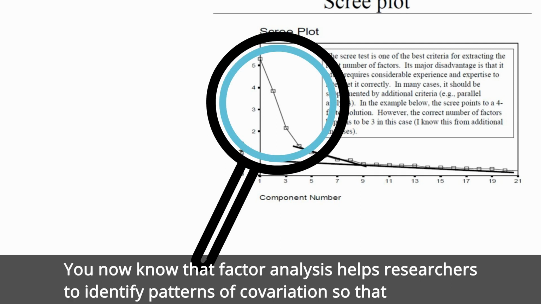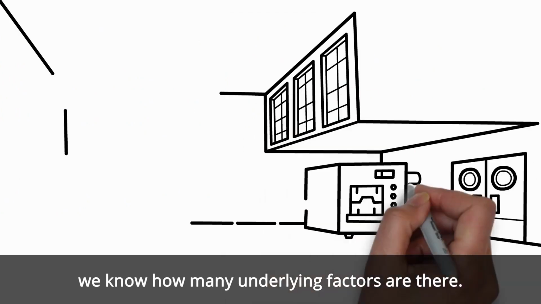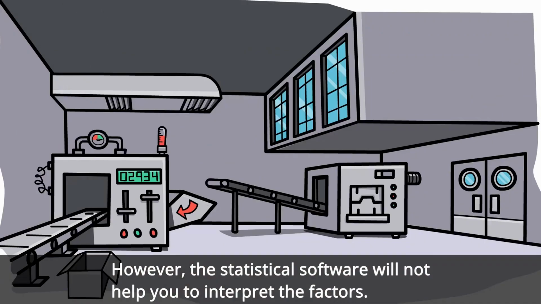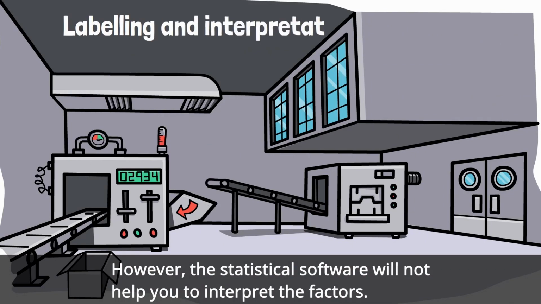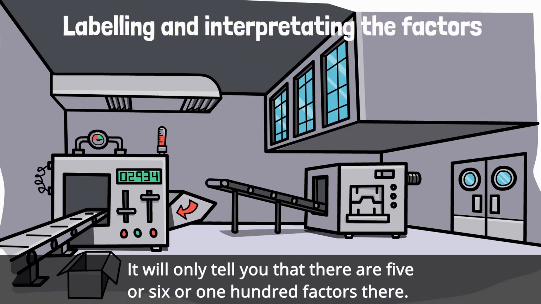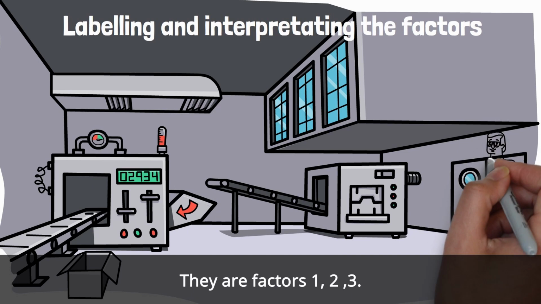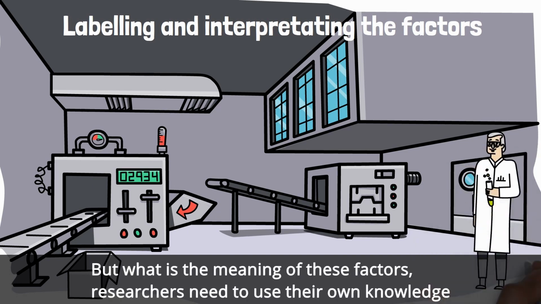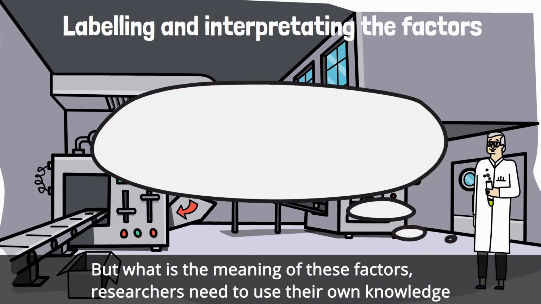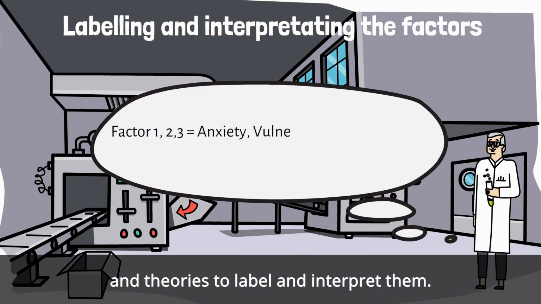You now know that factor analysis helps researchers to identify patterns of covariation so that we know how many underlying factors there are. However, the statistical software will not help you to interpret the factors. It will only tell you that there are 5 or 6 or 100 factors there. They are factor 1, 2, 3. But what is the meaning of these factors? Researchers need to use their own knowledge and theories to label and interpret them.